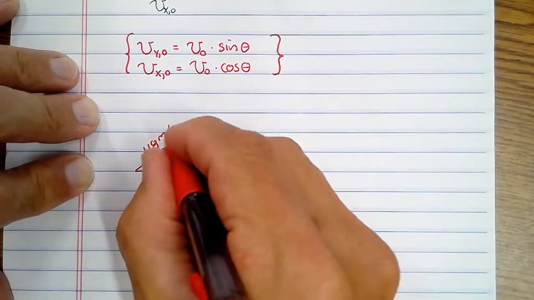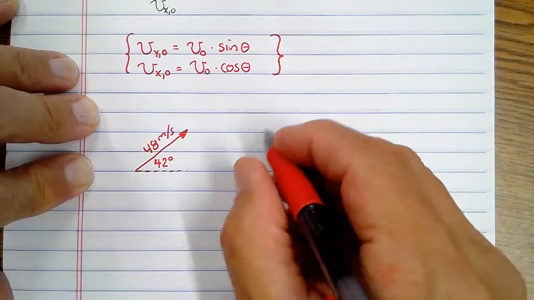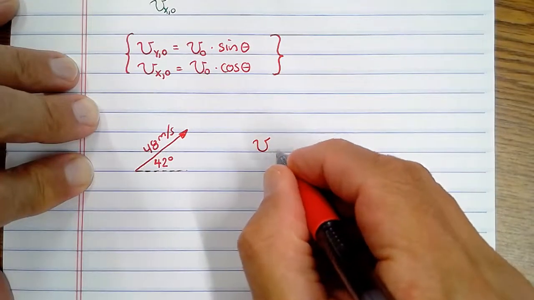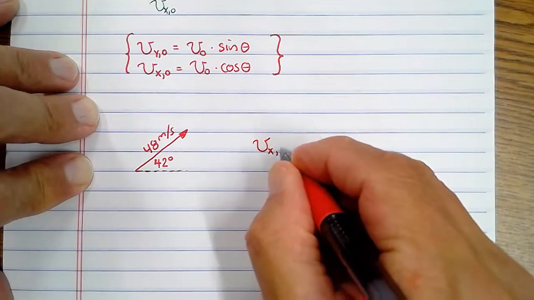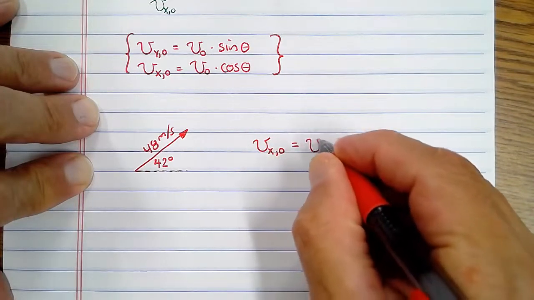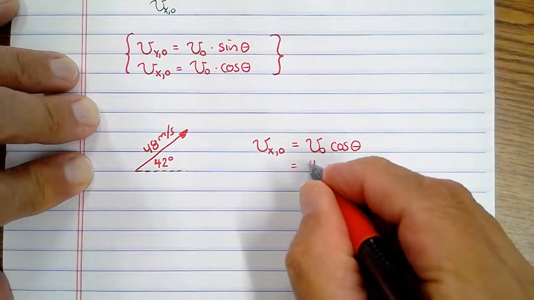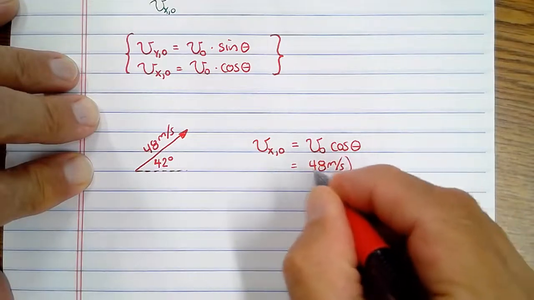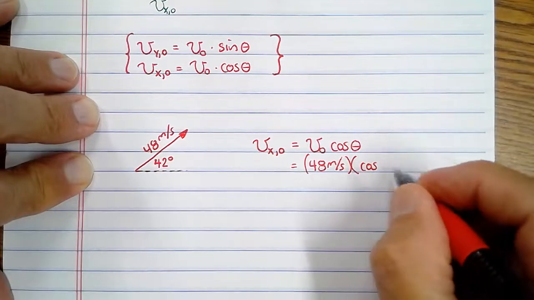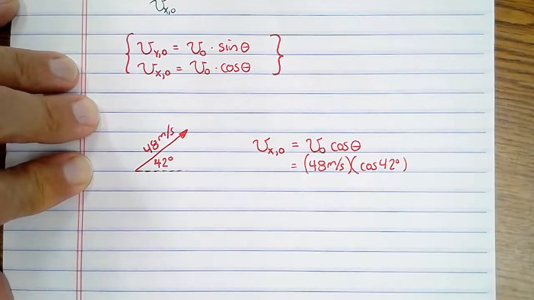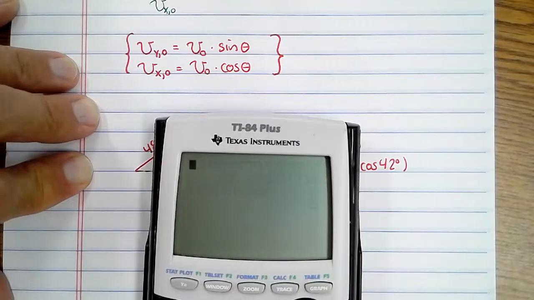This is the launch velocity, 48. This is the angle. So if we want to know what is the velocity of the projectile in the x direction at the beginning of the problem, we are going to take the launch velocity times the cosine of the angle. That means we're going to take 48 meters per second, that's the launch velocity, times the cosine of 42 degrees. So we can put that in our calculator pretty easily. We are going to take 48 times the cosine of 42 degrees, and that should be 35.7 meters per second.